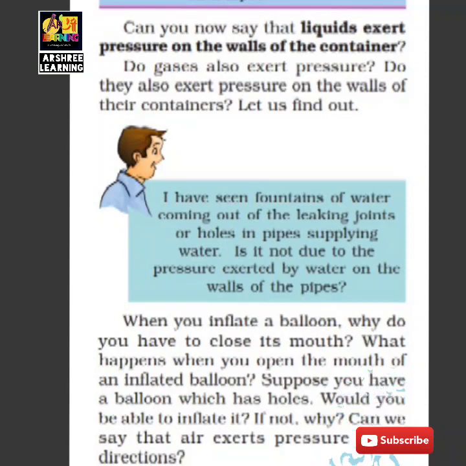So we learnt the properties of liquid pressure: liquids exert pressure in the downward direction, liquids exert pressure in the sideways direction, liquids exert equal pressure at the same depth, and liquids exert more pressure at more depth and less pressure at less depth.